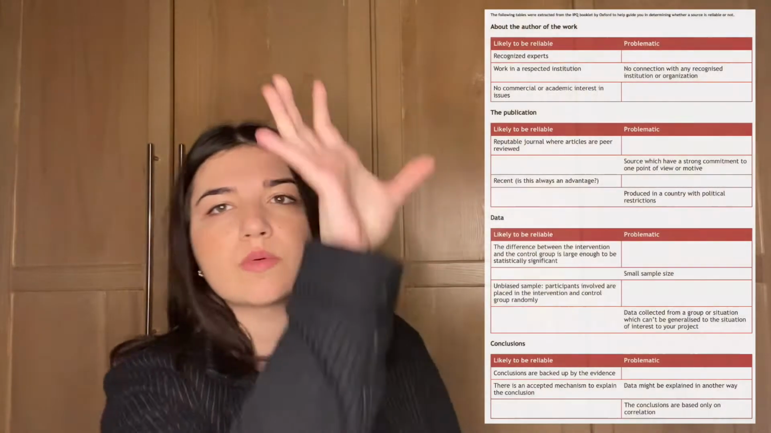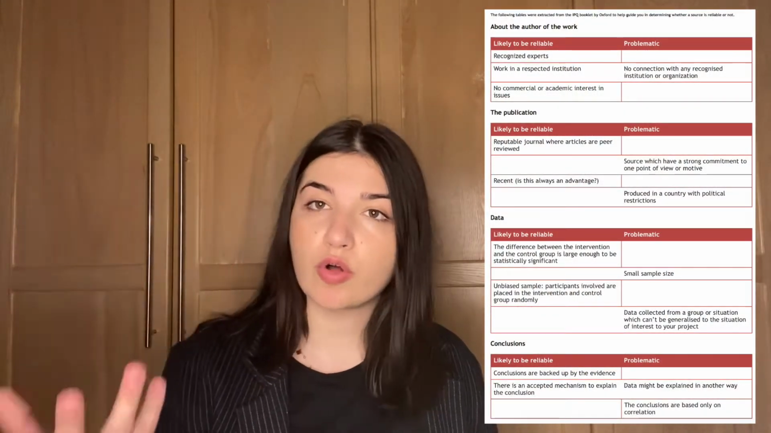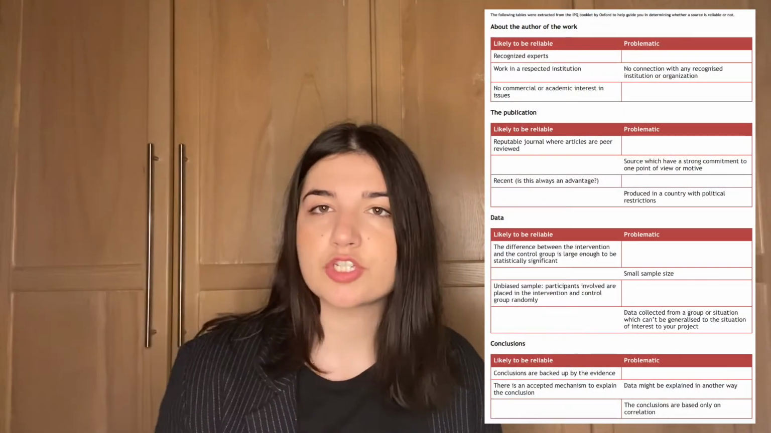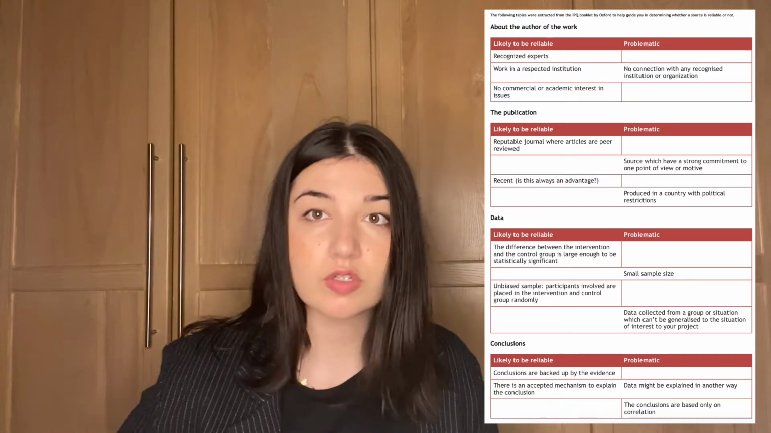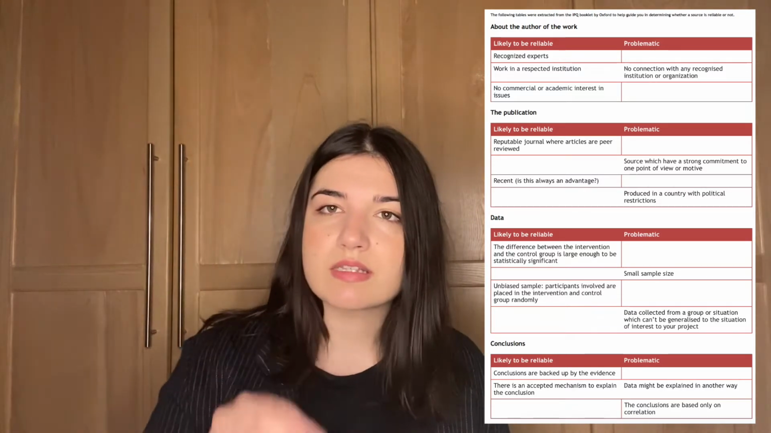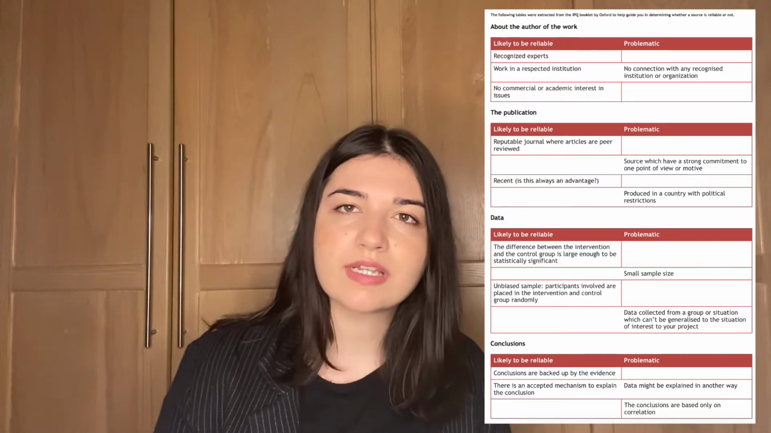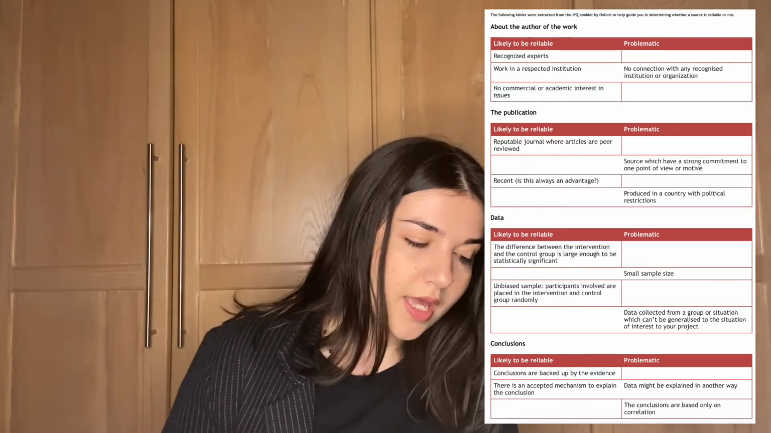To make sure that something is reliable, you need to go through a checklist, which I will show over here. You need to think of the author. You need to think of the publication itself, who's published this book or article or website. The data itself, how they've presented and how they've collected the data that they're talking about, and the conclusion.